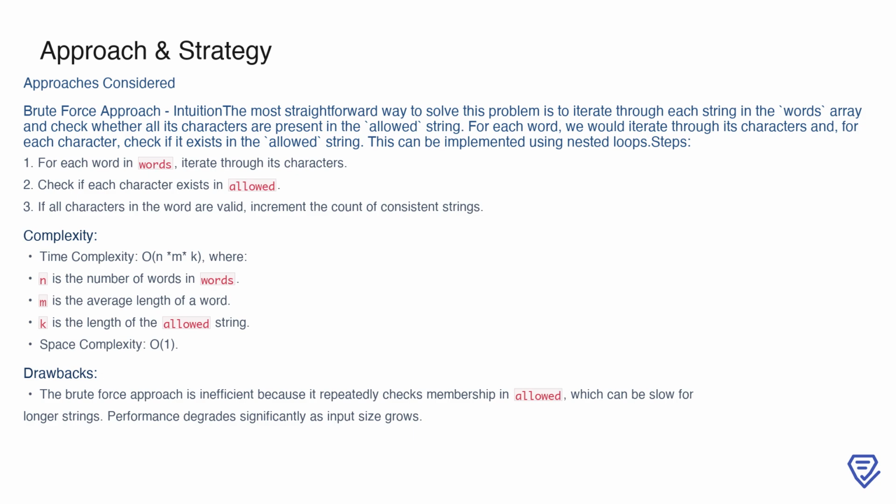The time complexity is n*m*k, where n is the number of words, m is the average length of a word, and k is the length of the allowed string. This inefficiency arises because we repeatedly check membership in allowed, which becomes costly as the input size increases. Additionally, the space complexity is minimal, at O(1). However, as the dataset grows, the performance of this approach degrades significantly, making it unsuitable for larger inputs.